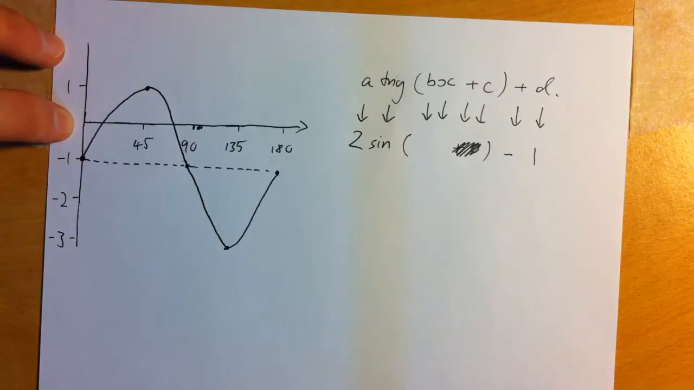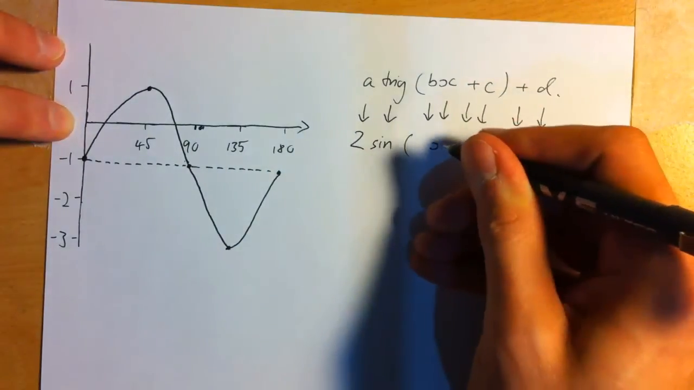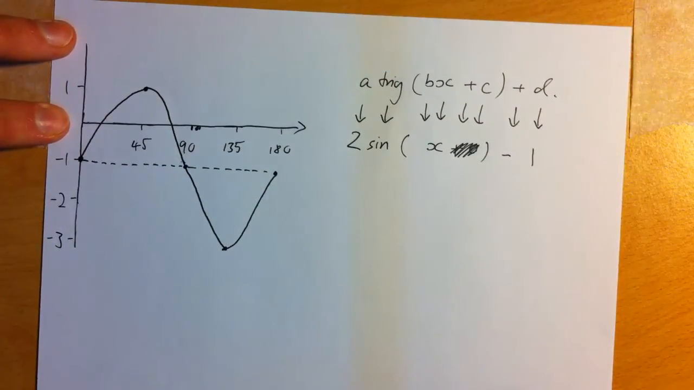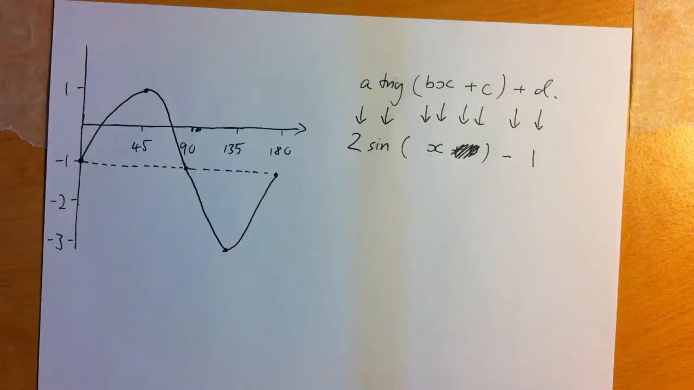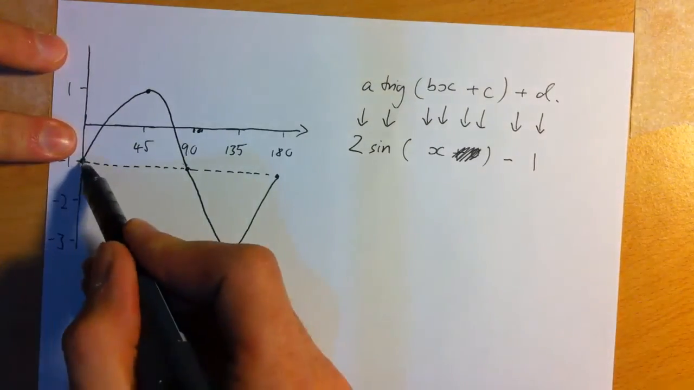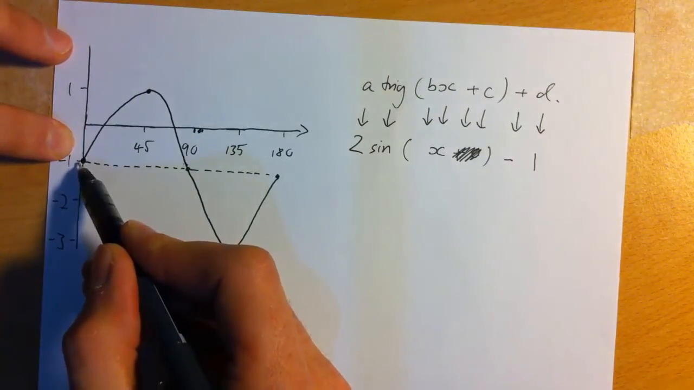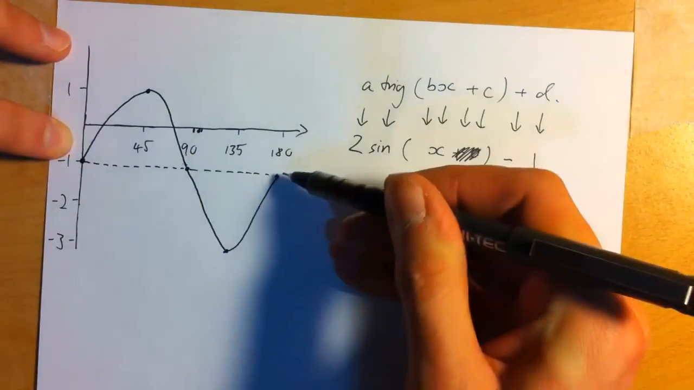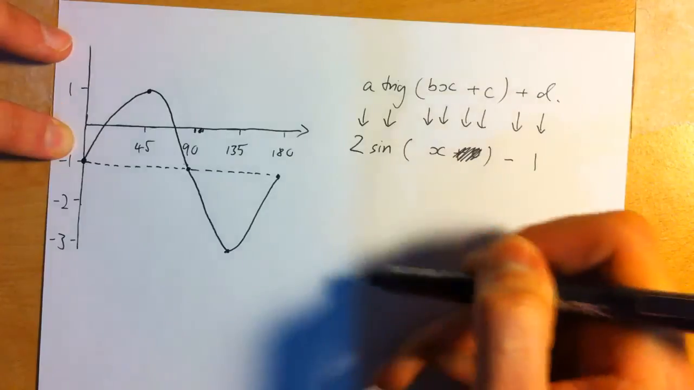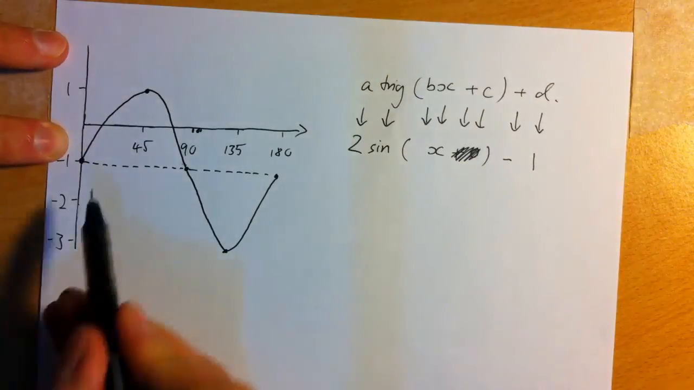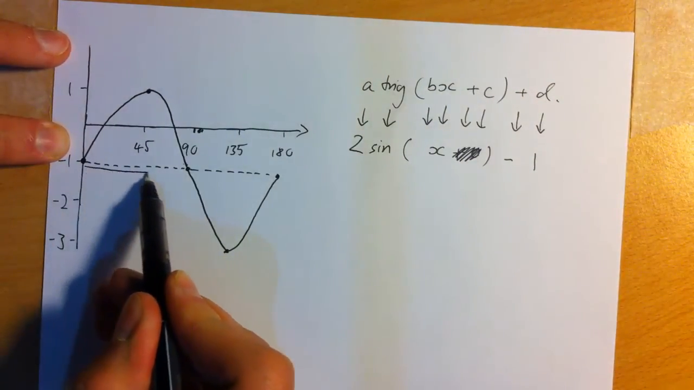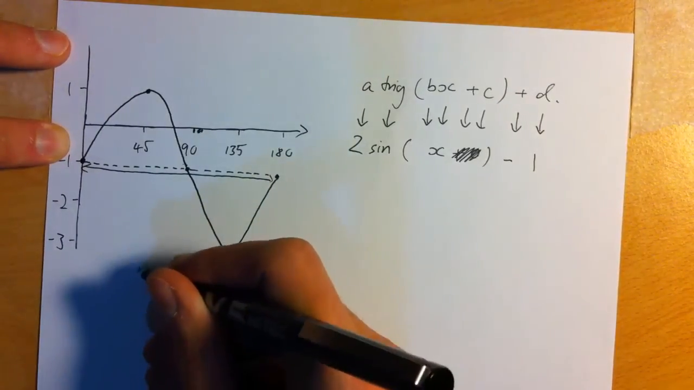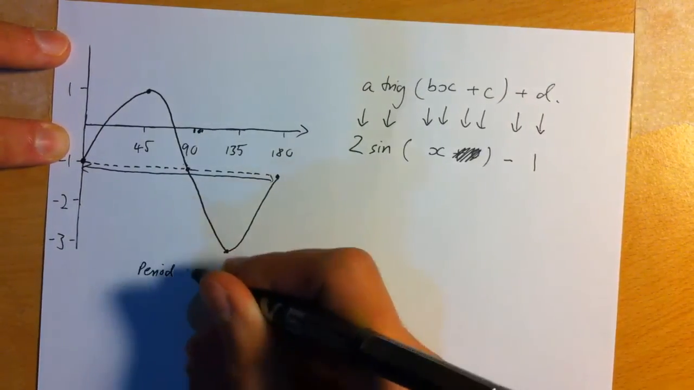And now the final thing is, what is this b? So I'll already put the x there in anticipation. Okay, what is the b value? If we see here, this has done one full cycle. It's started somewhere, it's gone up, it's gone down, it's come back to the original position. And as we know, it would just continue cycling as the angle gets bigger. But it took 180 degrees to do the full cycle. So the period equals 180 degrees.